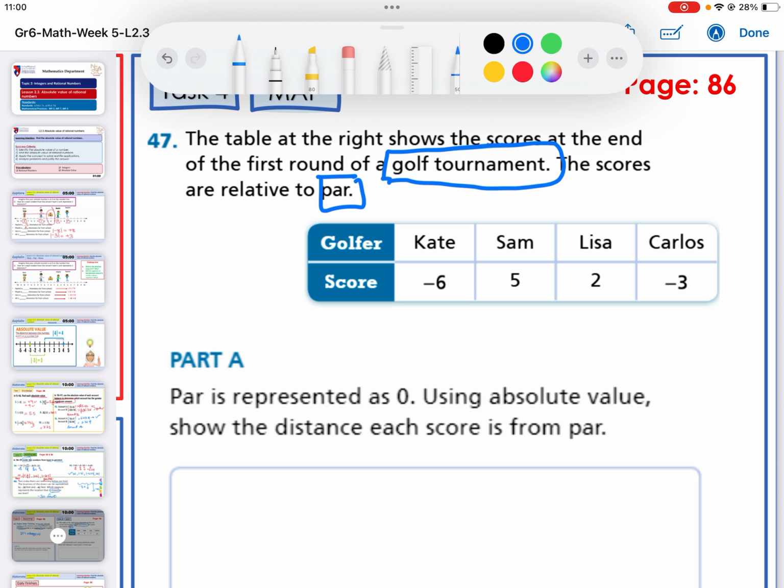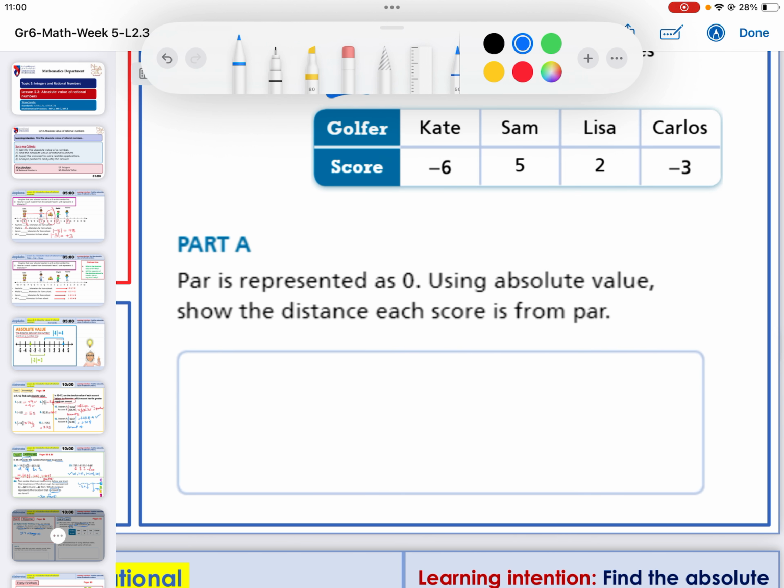So we got golfer Kate, golfer Sam, golfer Lisa, and golfer Carlos. They scored Kate -6, poor Kate, Sam 5, Lisa 2, and Carlos -3. So the par is like the average. It's like a reference. It's represented as a 0 on our number line. Okay, using the absolute value, show the distance from each score, how much the distance is from par.